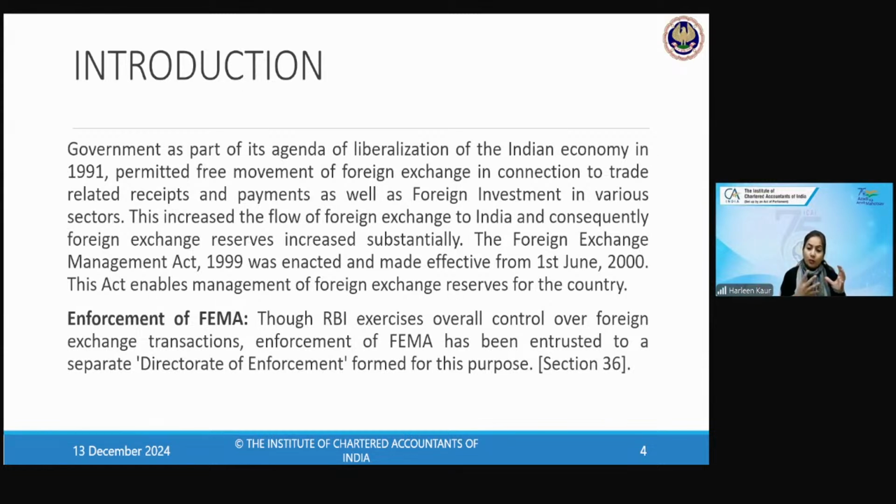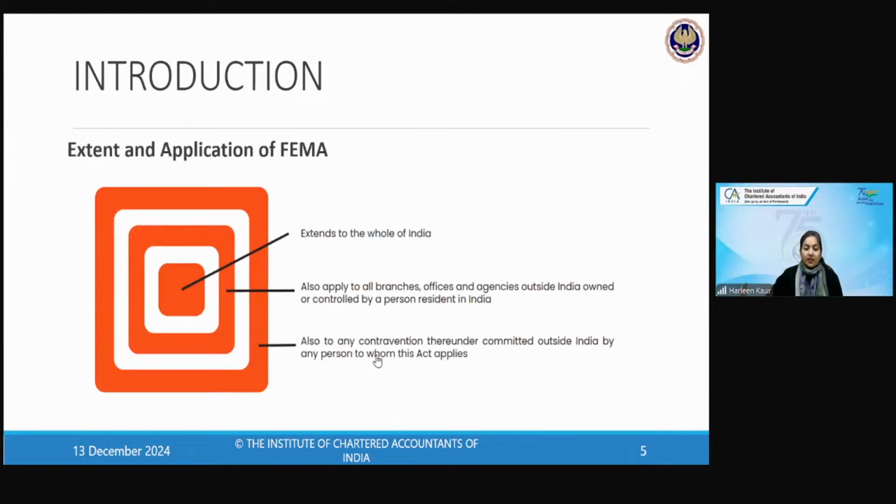Because RBI, the Reserve Bank of India, is in charge of all of the money. So now if our rupees are going outside or your dollars are coming inside and you need to exchange those dollars for rupees, RBI has to maintain overall control on the foreign exchange transactions. A separate Directorate of Enforcement has been formed, but still RBI is the overall controlling body for the forex.